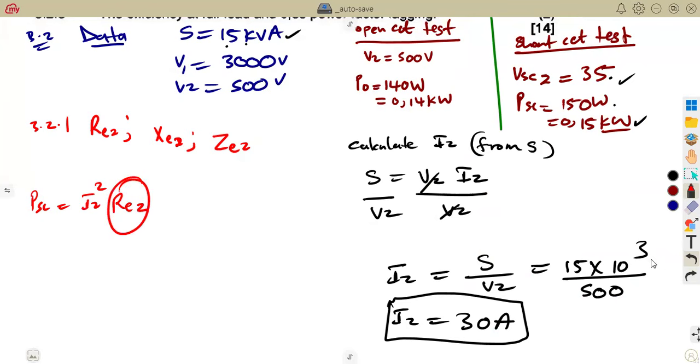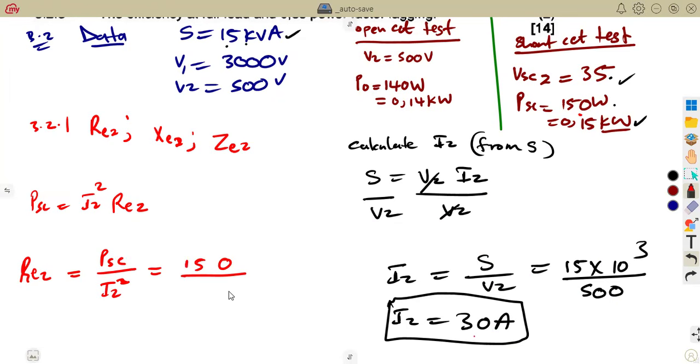So we need this, so we simply divide by I2 squared, both sides. It means our equivalent resistance referred to the secondary side is calculated from the short circuit power over I2 squared. So we have our short circuit power, 150, over I2, which we calculated, and that was 30. So that's 30 squared. That gives us RE2 of 0.167 ohms, just like that.